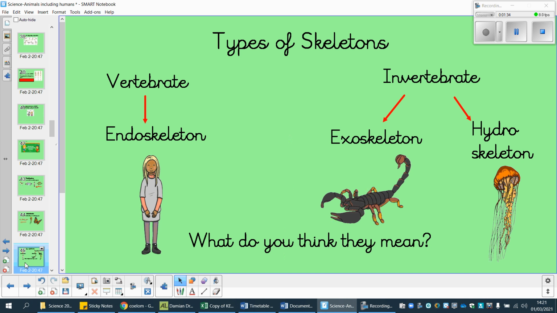So the types of skeletons. This can be broken down even further. So a vertebrate has what's called an endoskeleton. Now an endoskeleton is someone like us as a human being. Okay, and an invertebrate has either an exoskeleton or a hydroskeleton. Pause the video and have a think. What do they mean? There's pictures to help you there with clues. What do you think it means?